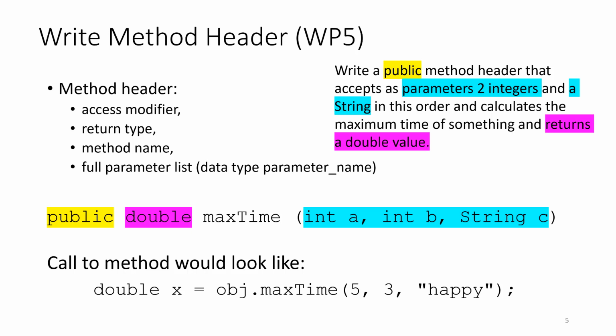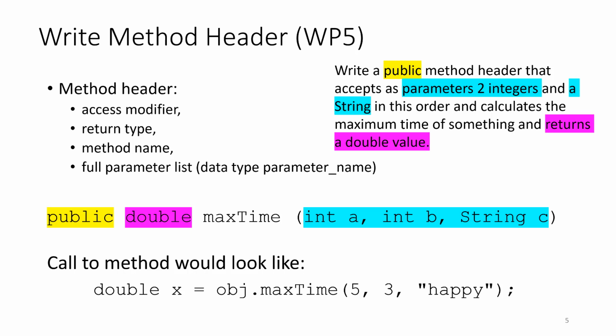We also need to know the return type. The problem statement says that this method should return a double value. That's highlighted in purple. Then we need the full parameter list. The problem statement says that this method accepts as parameters 2 integers and a string in that order. Those are highlighted in light blue.